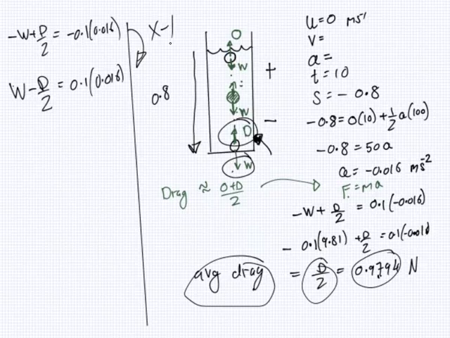Whatever you decide, stick to it for the rest of the question. So in the previous example with the man jumping off the building, I just took down as positive, which is fine. Just make sure you stick to that for the question.